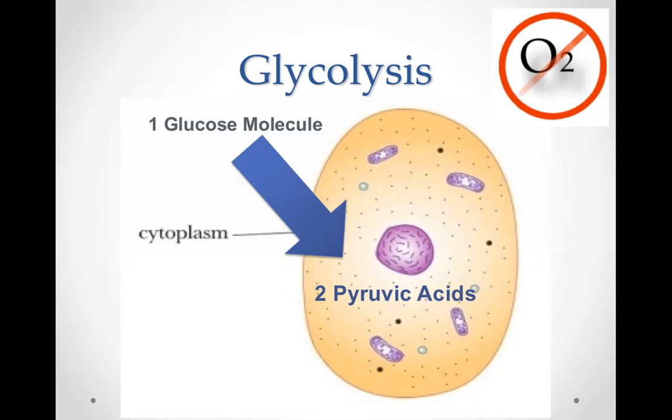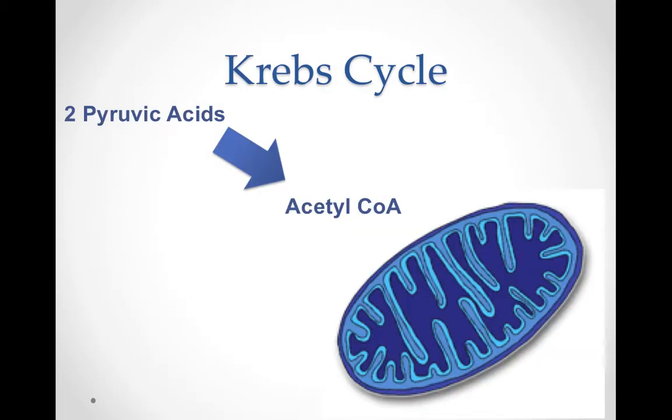We still got to break down your food through digestion. We still got to get glucose across the plasma membrane using facilitated diffusion. And once in the cytoplasm, we're going to break it down to 2 pyruvic acids. Once we have those 2 pyruvic acids, they have to kind of undergo a metamorphosis.